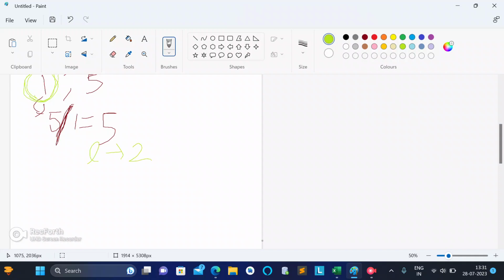So I will traverse as it is 1. So I will see that L is 2. It means L is present 2 times.